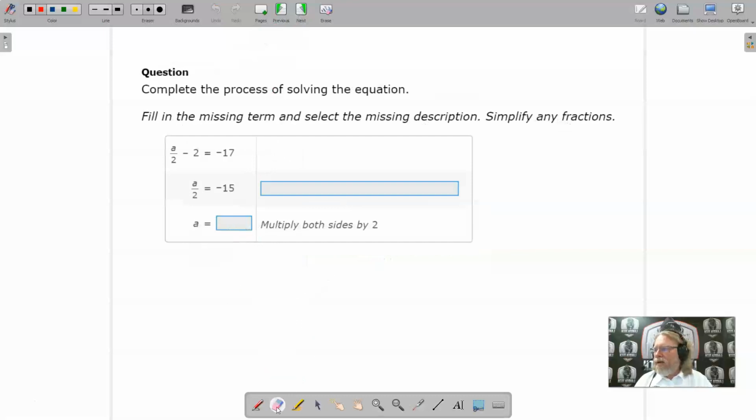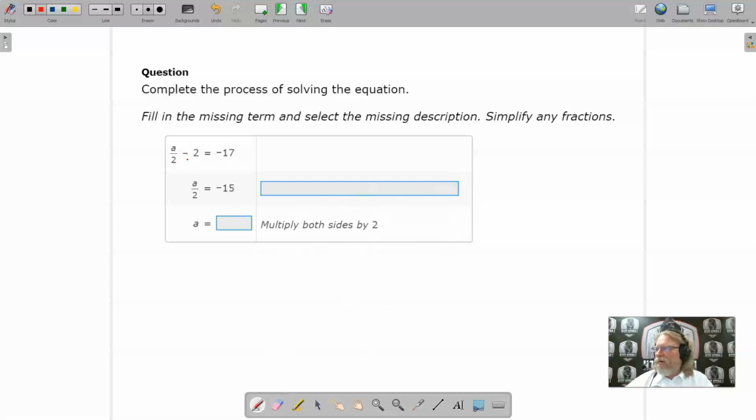On the next one, we have find the missing term and select the missing description and simplify any fractions. So now we have to put stuff in over here. And you don't have to write it in. There'll be a drop-down box. You click that, and then all the different choices will drop down, and then you pick from the list of choices of what the correct choice is.